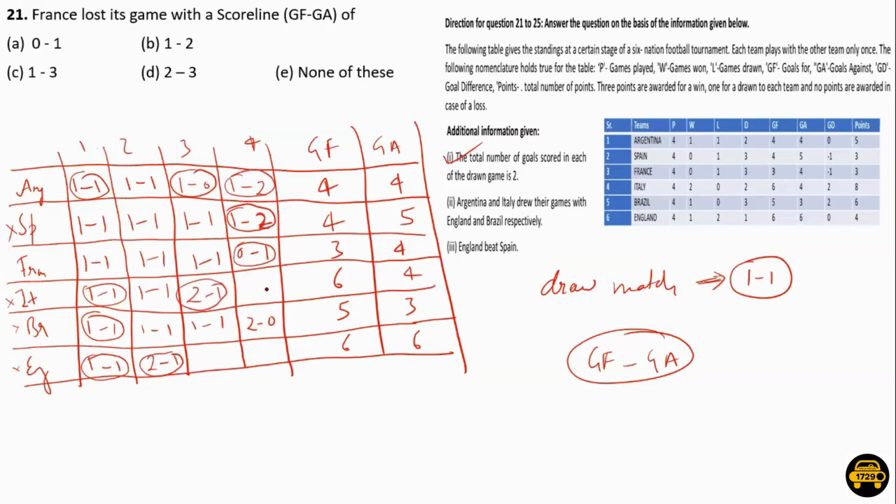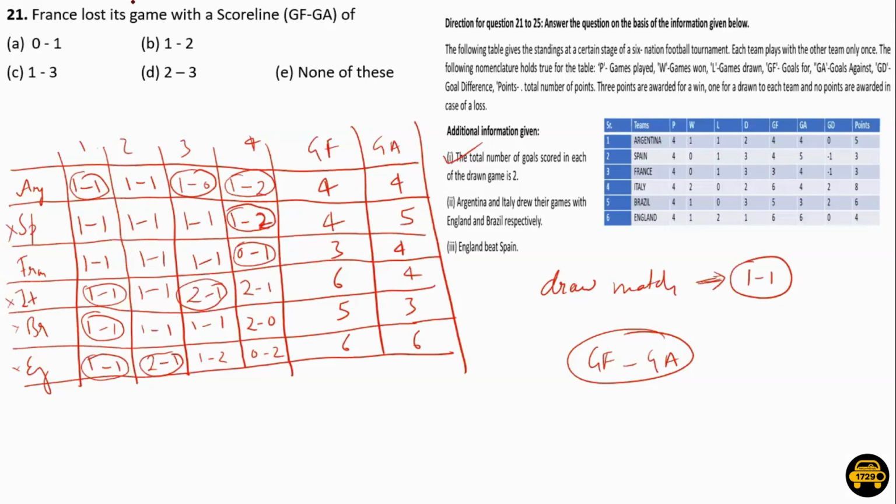So the remaining scoreline for Italy can be again calculated. 1, 2, 3, 4 we already have. So this has to be 2 and this has to be 1. And of course, Italy won this match against England. And this is this match. All right, so we can complete the table.